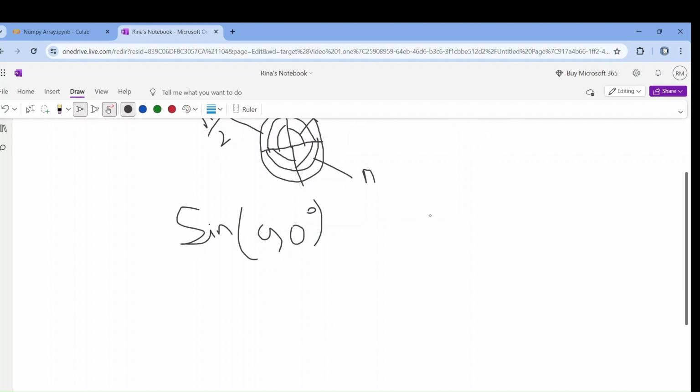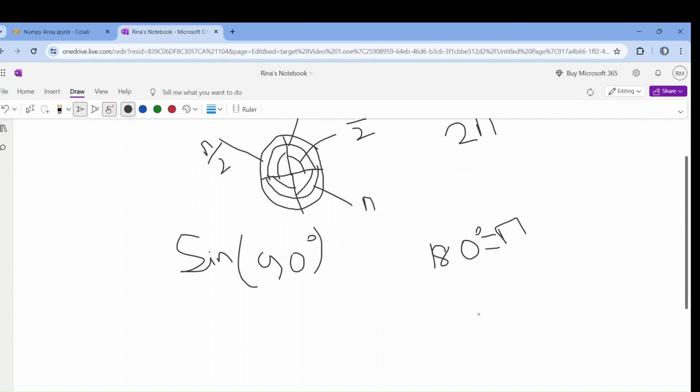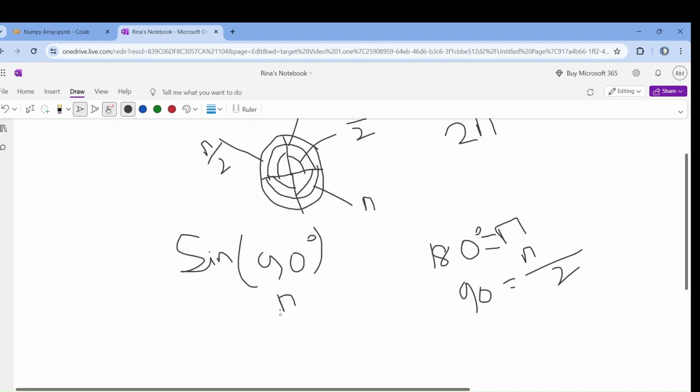Okay. Now, suppose I write 180 degree. This is degree. Equals to pi. No doubt with that. You can see here, this is 180 degree. So this is equals to pi. Because 360 degree, 2 pi, 180 degree, pi. So I can write 90 degree equals to pi by 2. So I have converted the angle into radians. Now I want the value of sine of pi by 2.